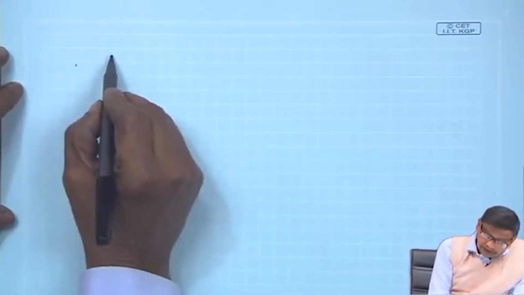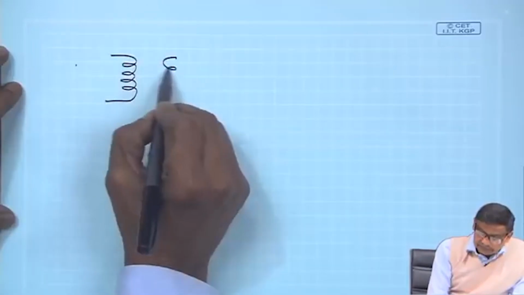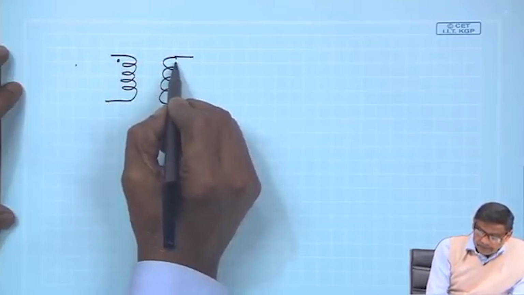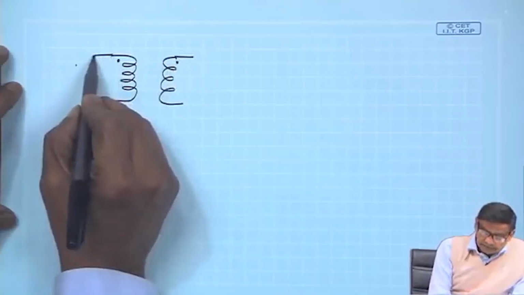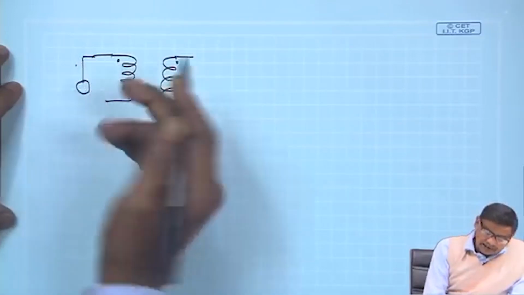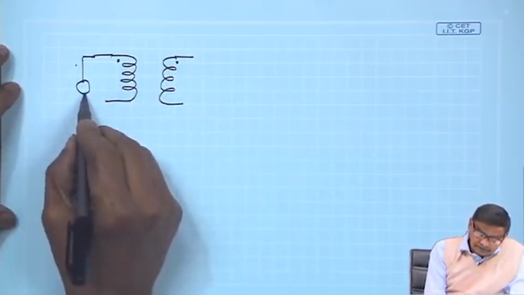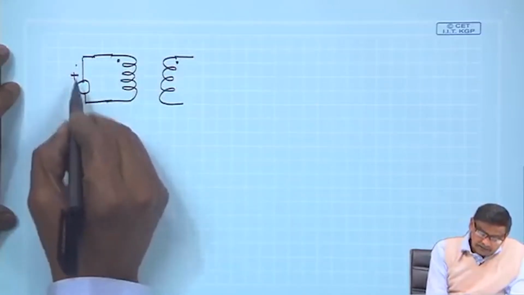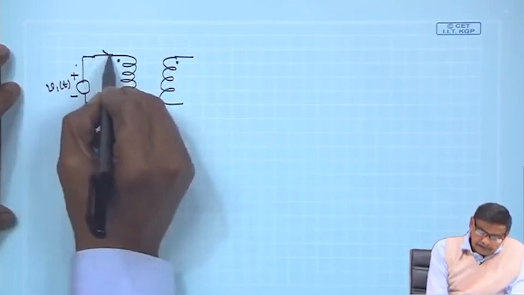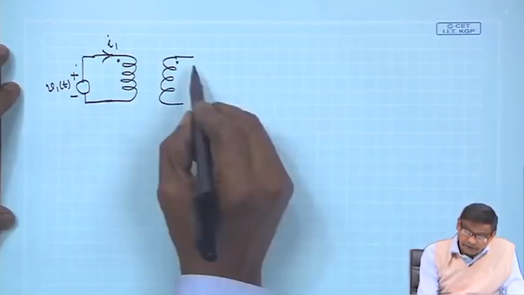So, we take in the same way these two coils, suppose these are the dots, and here I will connect one source, and let us assume this coil has got negligible resistance, almost ideal coil. So, here you connect a source V1(t), and current absorbed by this coil is I1.